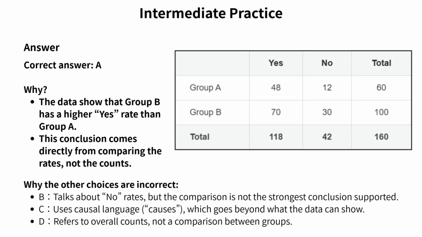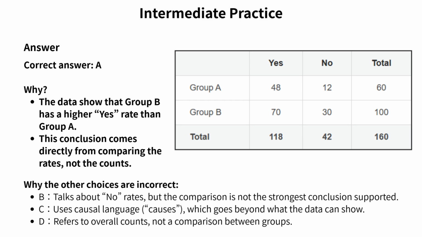Alright, let's go through the answer carefully. The correct answer is A. This question asks, which statement is most strongly supported by the data? That wording is critical. You are not being asked what might be true. You are not being asked to explain why something happens. You are being asked to choose the statement that the table supports most directly, with the fewest assumptions.